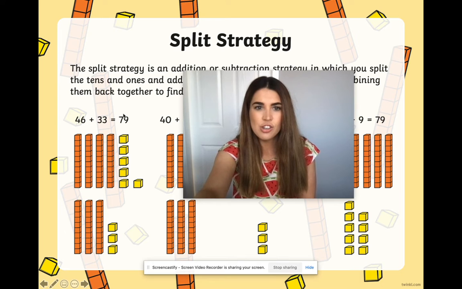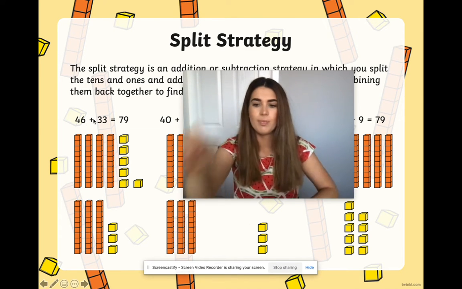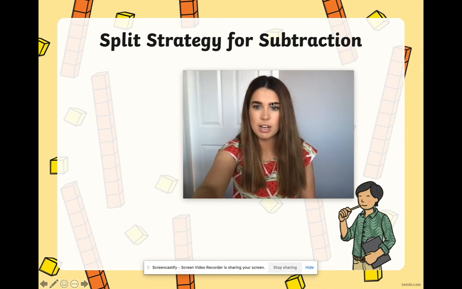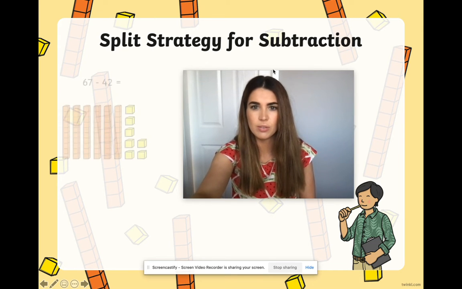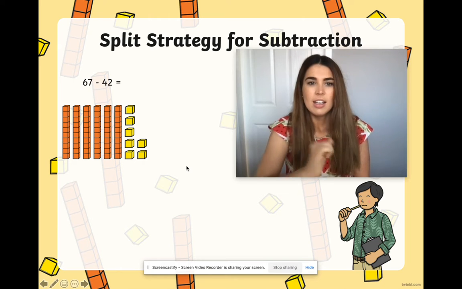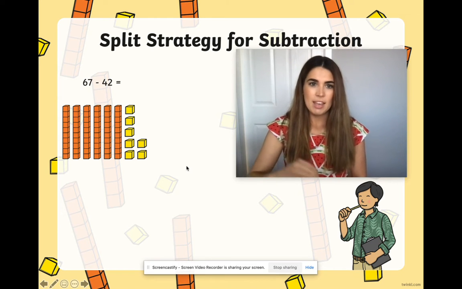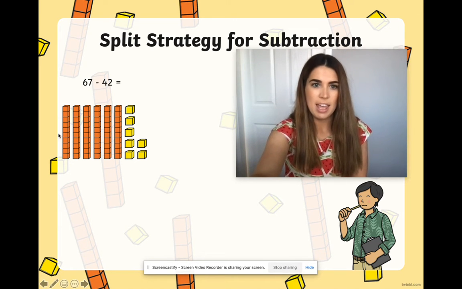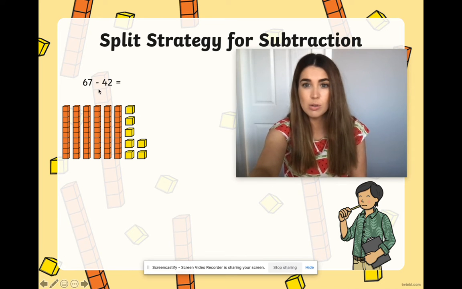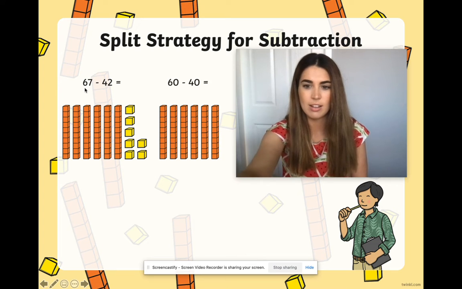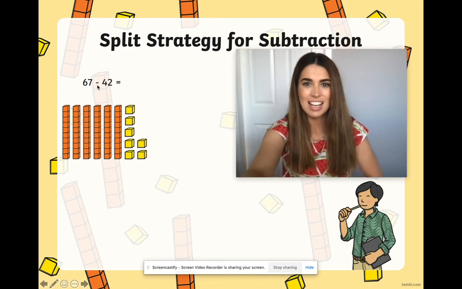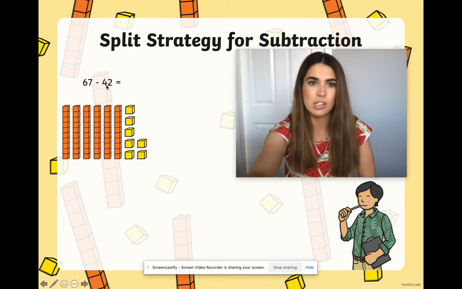All right, this was an addition example. See how there's the plus sign? So it's addition. Let's have a go at using the split strategy for subtraction. This is the question. Now, you might be given just the number sentence without the MAB picture, and you could still use the split strategy if you're only given a number sentence. Let's read this out together. 67 take away 42 equals.